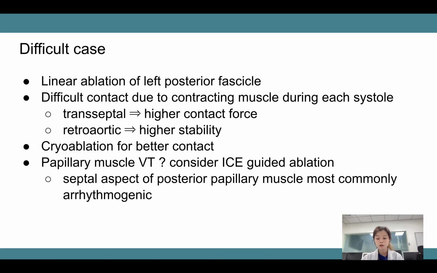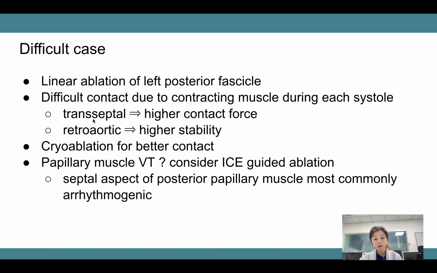So I have encountered 4 cases of fascicular VT. Today's case is the one with a very nice P1 and P2 potential. 2 other cases could be successfully ablated, targeting the P2 signal, while one case was really difficult and required linear ablation of the left posterior fascicle. For difficult cases, one of the main issues was the contact problem. This is because the catheter was very difficult to maintain contact with the contracting heart every heartbeat.